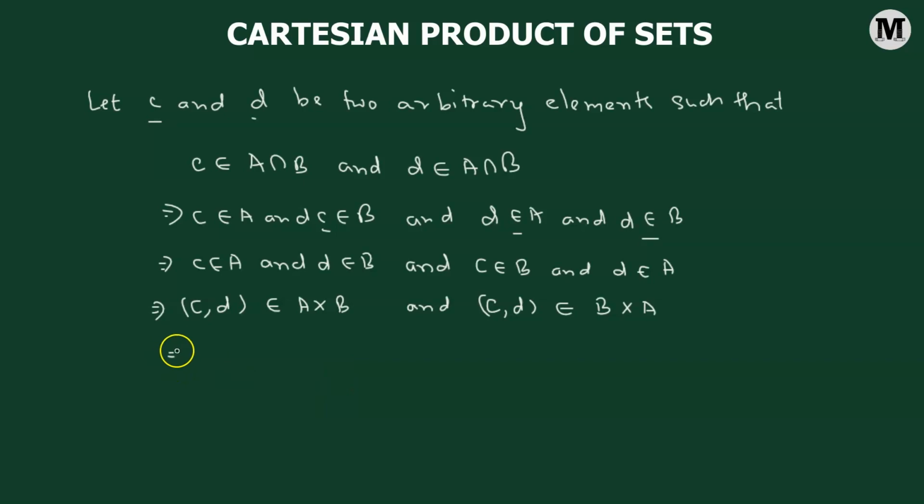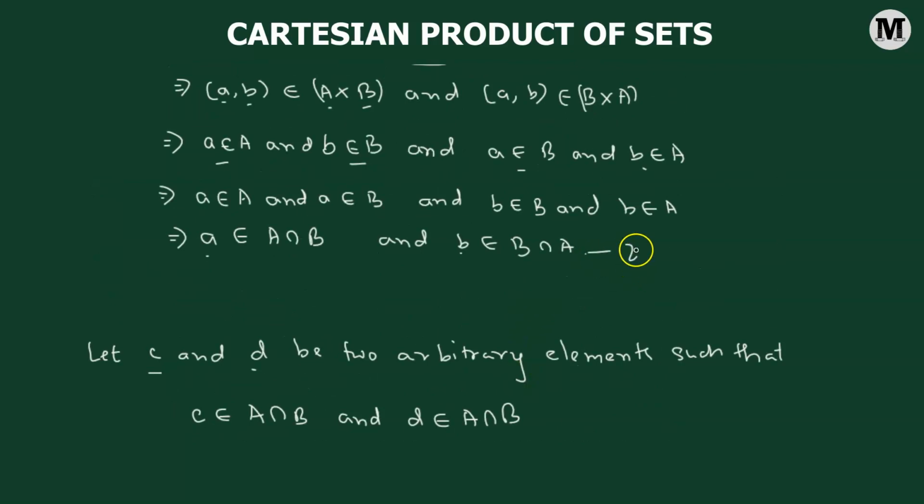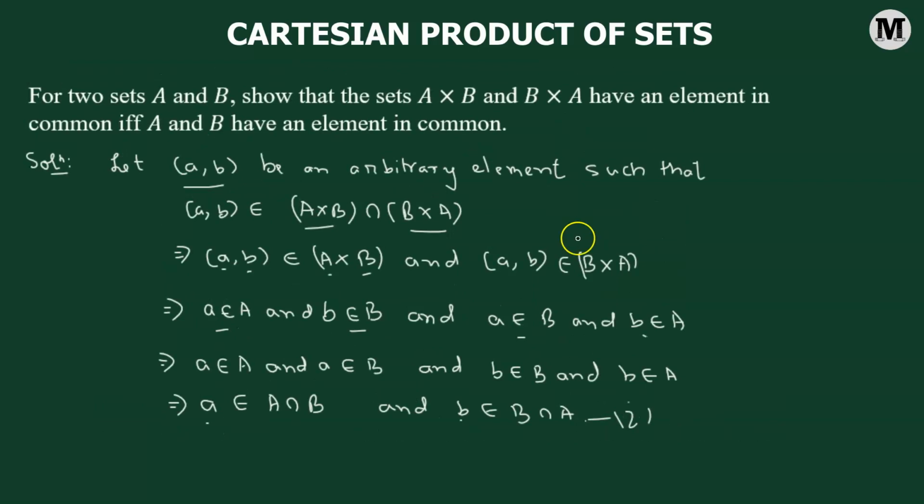Now when we combine these two statements, we have the ordered pair (c, d) that belongs to the Cartesian product of A and B intersection with the Cartesian product of B and A. Fine. So this is statement number 1 that we have verified, and then we have statement number 2 which we have also verified. Combining both statements, we can say that for two sets A and B, the Cartesian product of A and B and the Cartesian product of B and A have an element in common. The element could be either the ordered pair (a, b) or the ordered pair (c, d), if and only if A and B have an element in common.